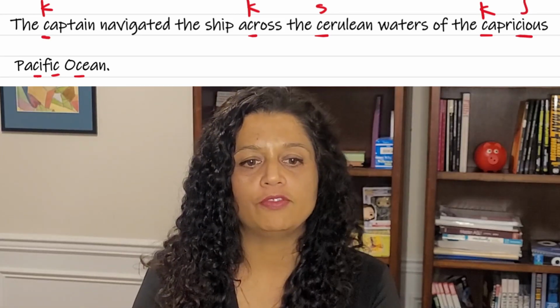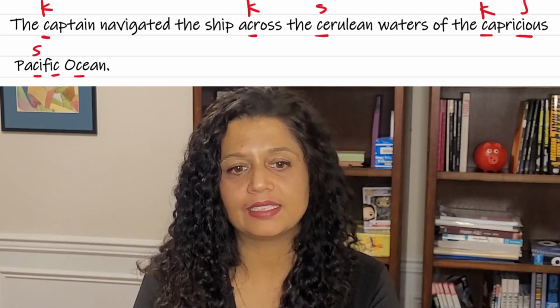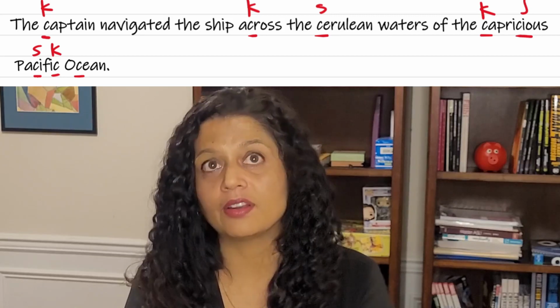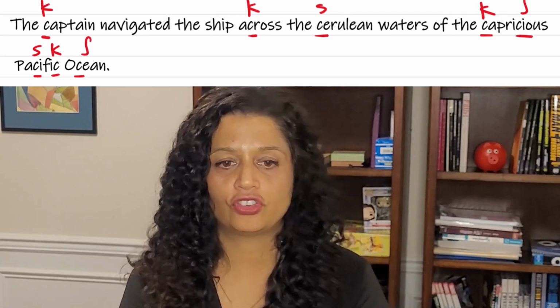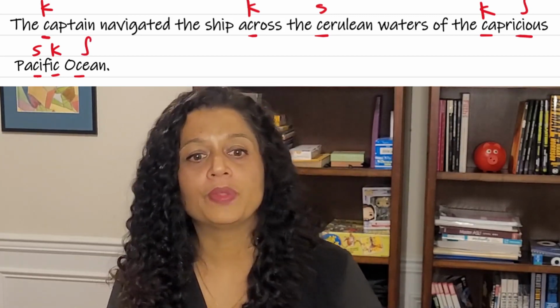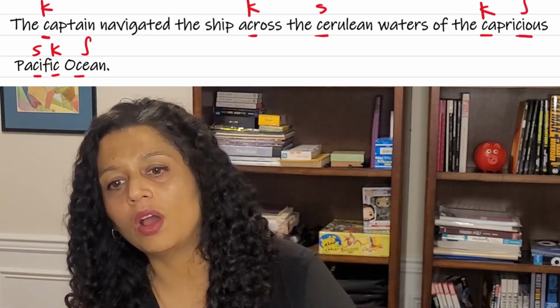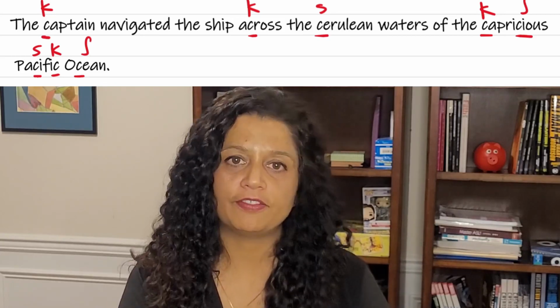Sh. C followed by I. S. C at the end. C followed by two vowels that are not EI. Sh. Okay, here we go. The captain navigated the ship across the cerulean waters of the capricious Pacific Ocean.